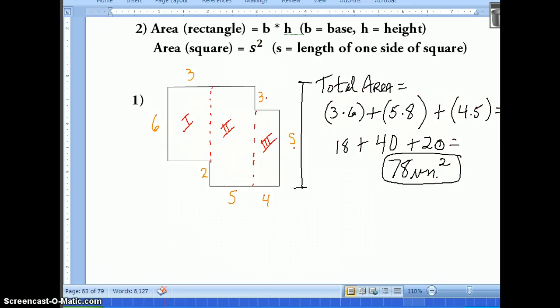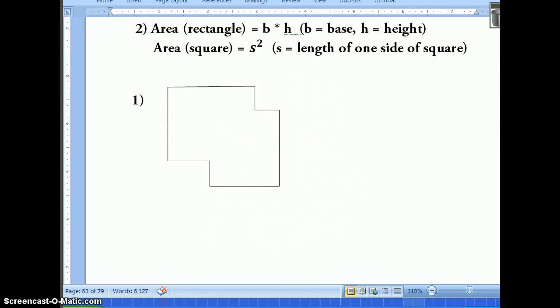78 square units, and that's the area for that shape. Now there's another way to do this problem. If you need to pause that and copy it down, that's fine. There is another way to do that problem. I'm going to go over that tomorrow with you in class, and that technique would involve making the entire shape one big rectangle by extending the sides.